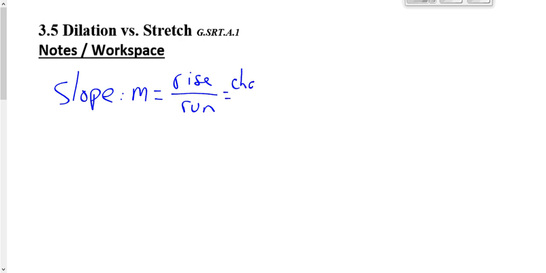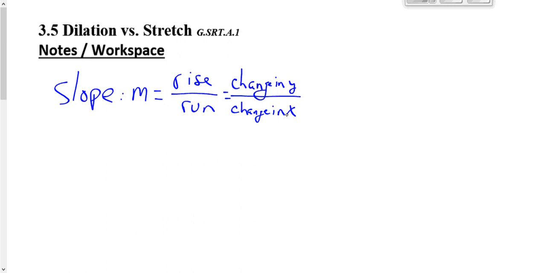So in your notes page here, you guys know what slope is, right? What letter do we usually use for slope? M. And in general, it equals rise over run, right? Now, on the coordinate plane, how do you measure the rise? The change in what values? Change in y, right? So rise over run could be called change in y over change in x values.